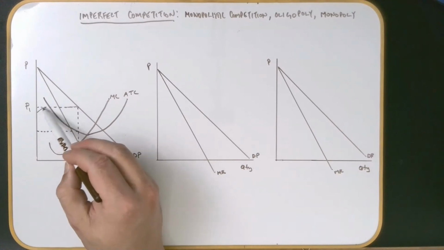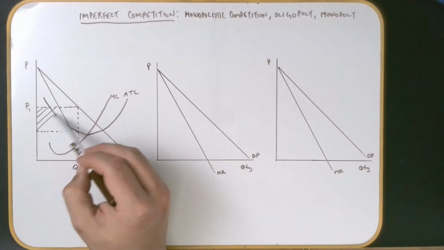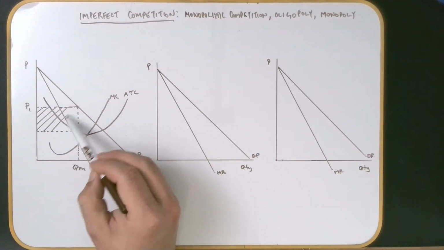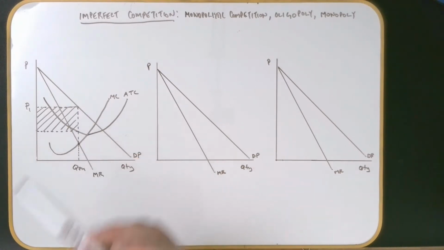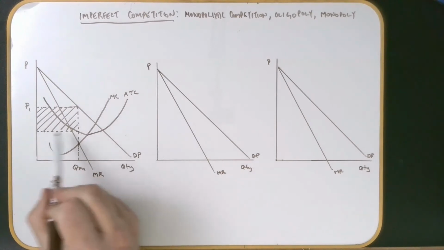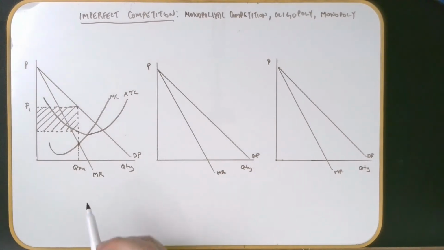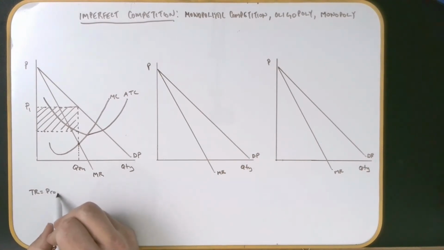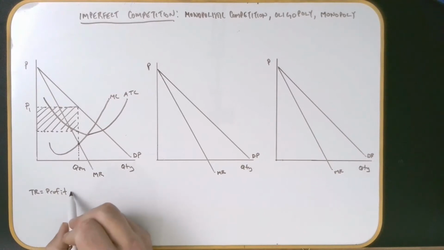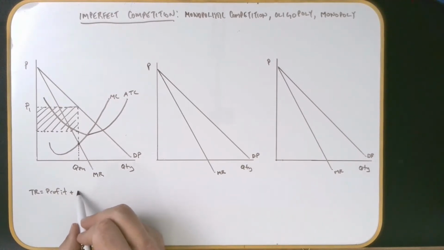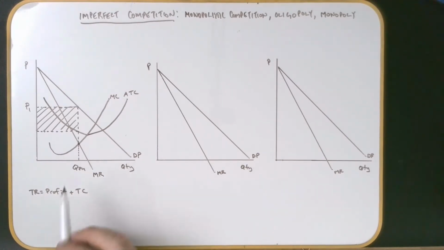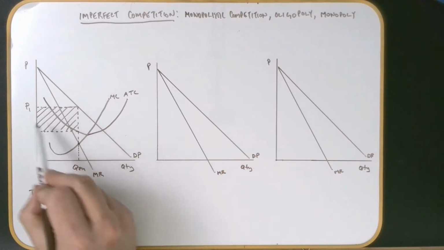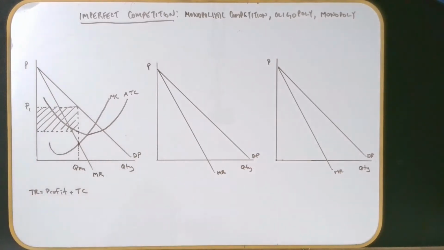So what I'm going to do is just shade in the profit box here. Okay, I need to know this is an imperfect competition making a profit, and shaded there is the profit box. So my total revenue is equal to that profit box plus my total costs. And the total cost is down here. There's my profit. The two together is going to be that rectangle.